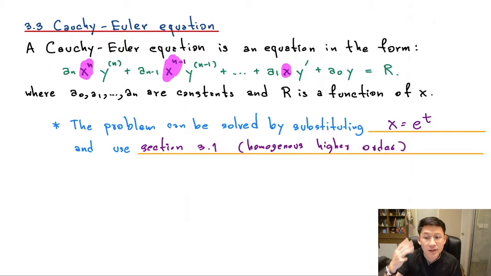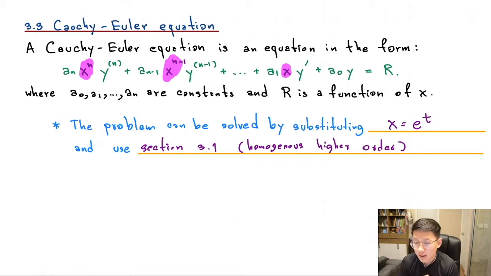There are three things you need to know. First is the form. It's a constant a_n times x to the n, the nth derivative of y, plus a_(n-1) x to the n minus 1, the (n-1)th derivative of y, and so on, plus a1 x, the first derivative of y, plus a0 x to the 0, which is 1, times y, equals some function of x.